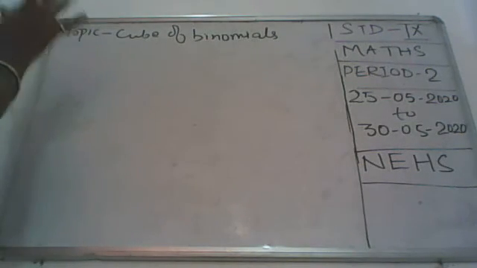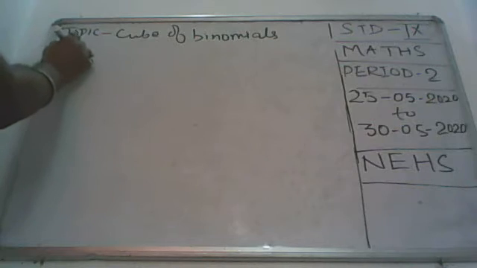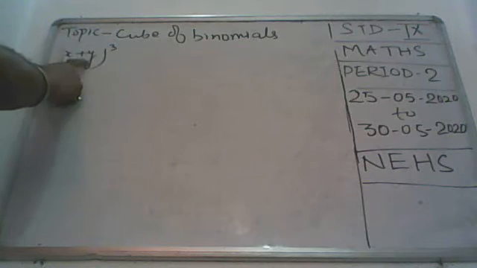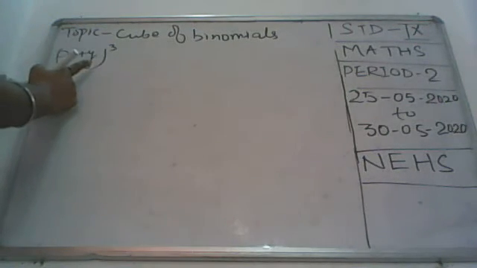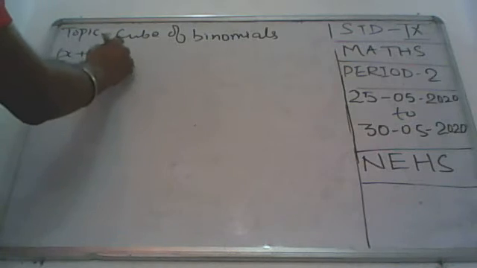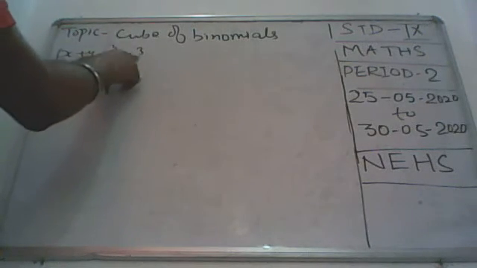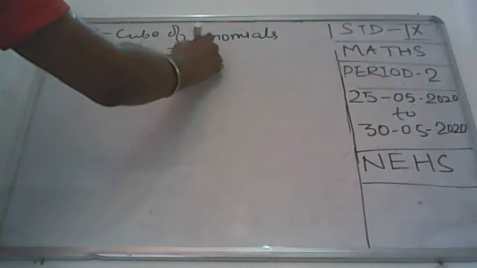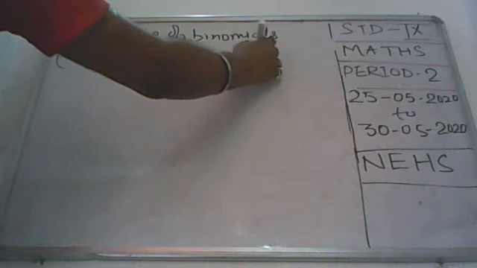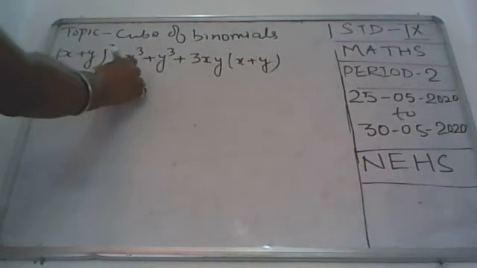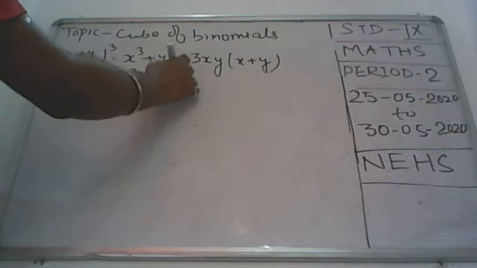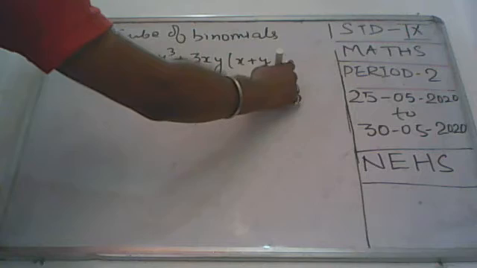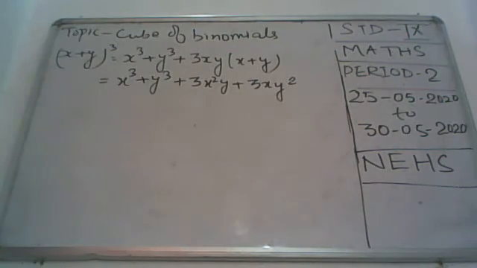So what is that? In this topic we have to understand two formulas. One is (x plus y) whole cube. Term 1, term 2. That means this is the cube of a binomial. And the formula is x cube plus y cube plus 3xy into (x plus y), or you may also write this as x cube plus y cube plus 3x square y plus 3x y square. Both are the same only.